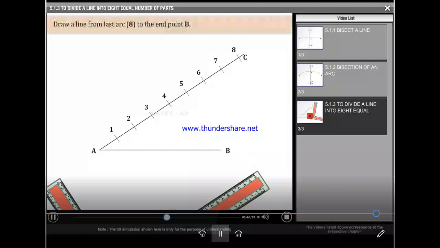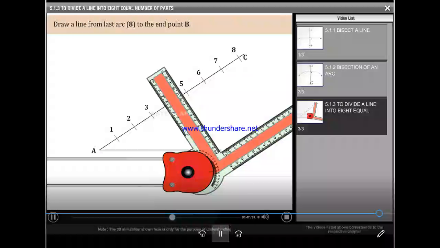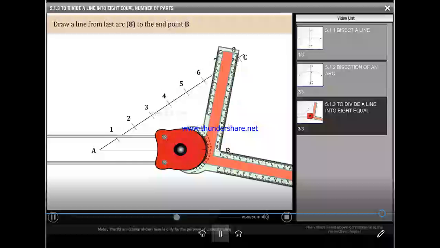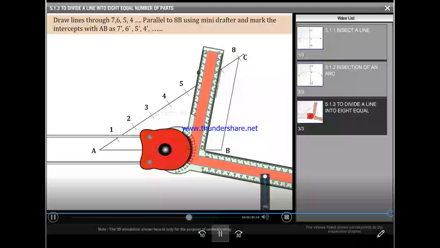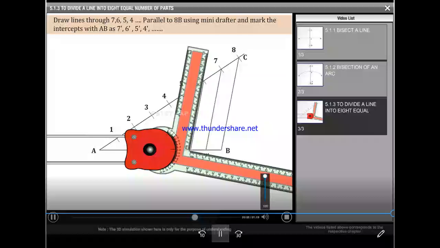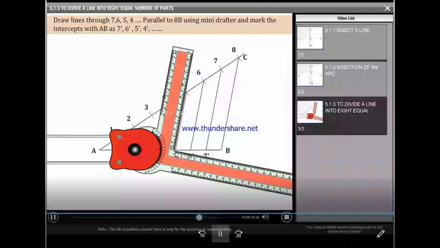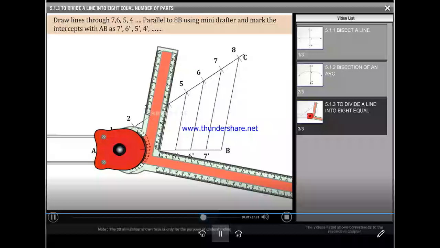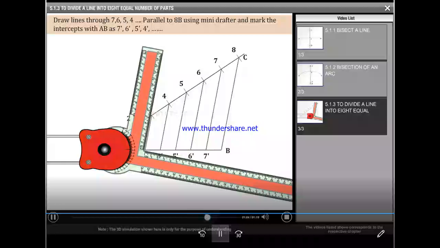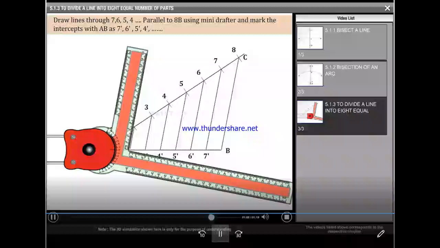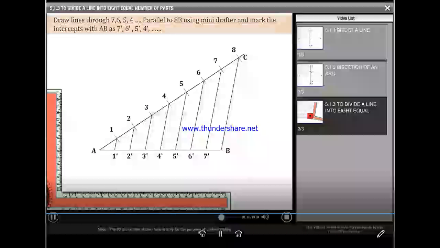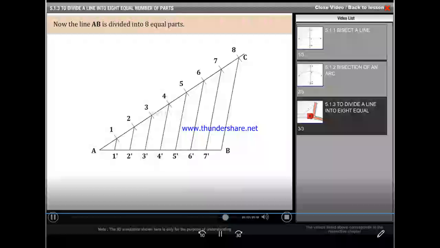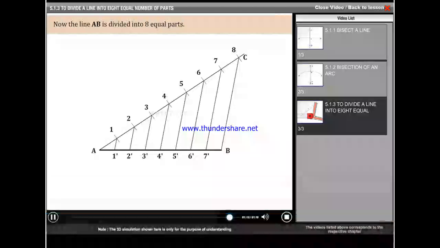Draw a line from the last arc 8 to the end point B. Draw lines through 7, 6, 5, 4, etc. parallel to 8B using a mini drafter and mark the intercepts with AB as 7 dash, 6 dash, 5 dash, etc. Now the line AB is divided into 8 equal parts.